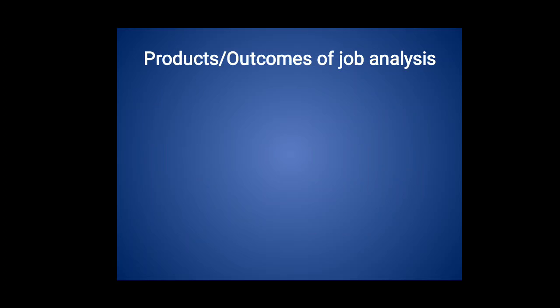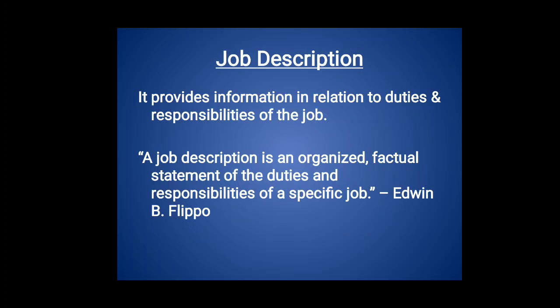Then, products or outcomes of job analysis. There are two products of job analysis. One is the job description and another one is the job specification. First one, job description. What is this job description now? As I have told you earlier, it provides information related to the duties and responsibilities of the job.